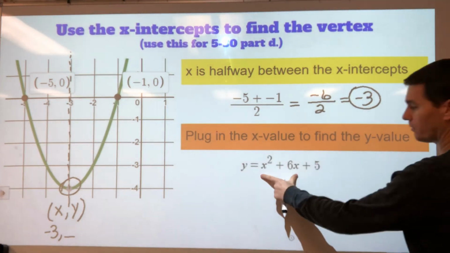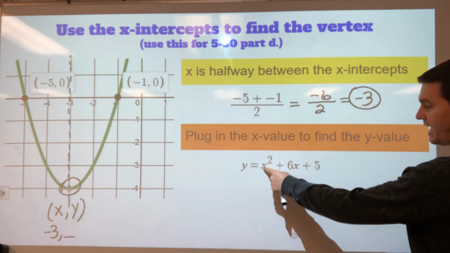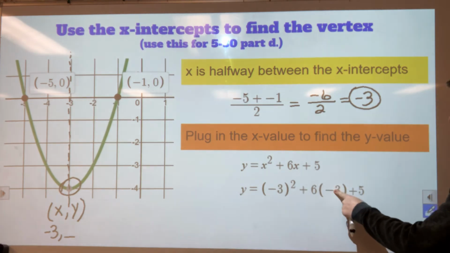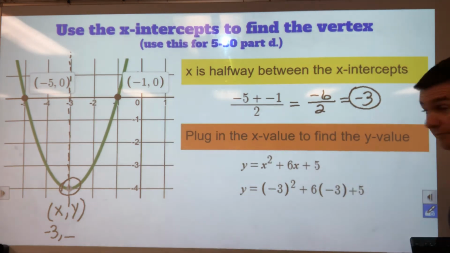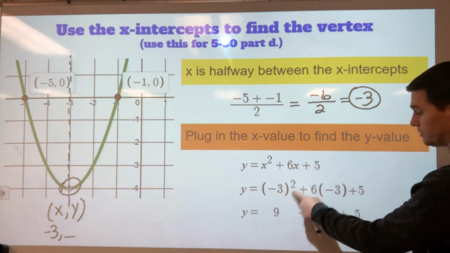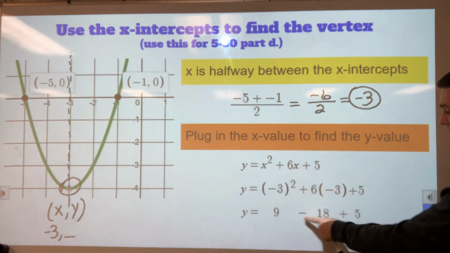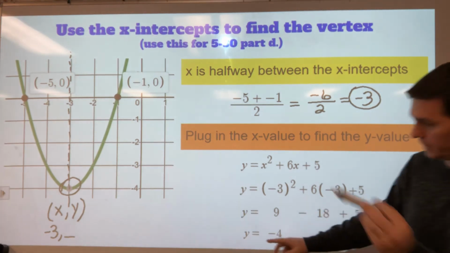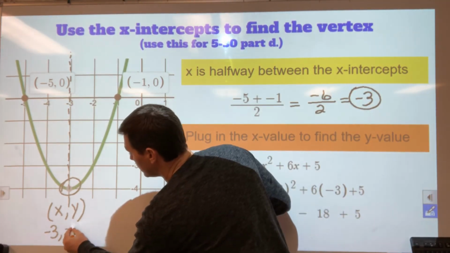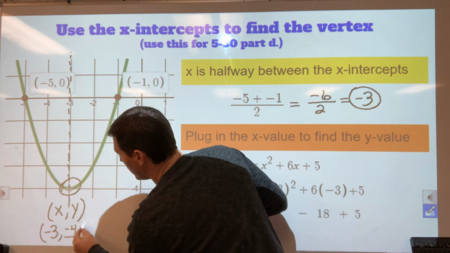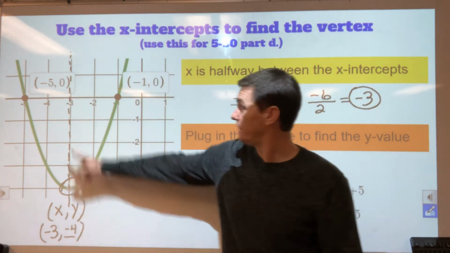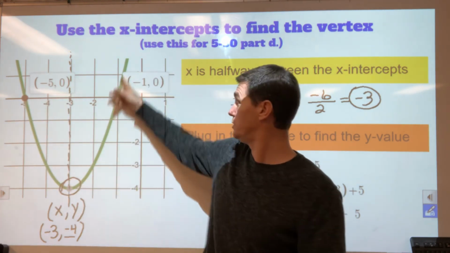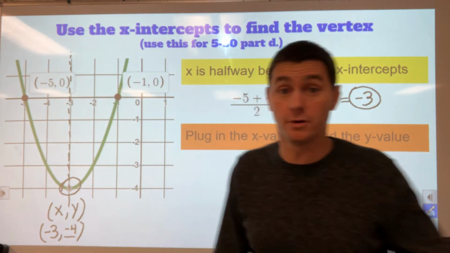Here's our original equation, and I'm going to replace x with -3. So x becomes -3, and this x becomes -3, and now we just simplify. -3 squared, 6 times -3 gives me -18, and then I add 5, and all of that works out to be -4. So I know this value is -4, and voila, I've got my vertex. If I've got my x-intercepts and my vertex, I know that I'm going to have a nice smooth U-shaped curve that passes through those points.